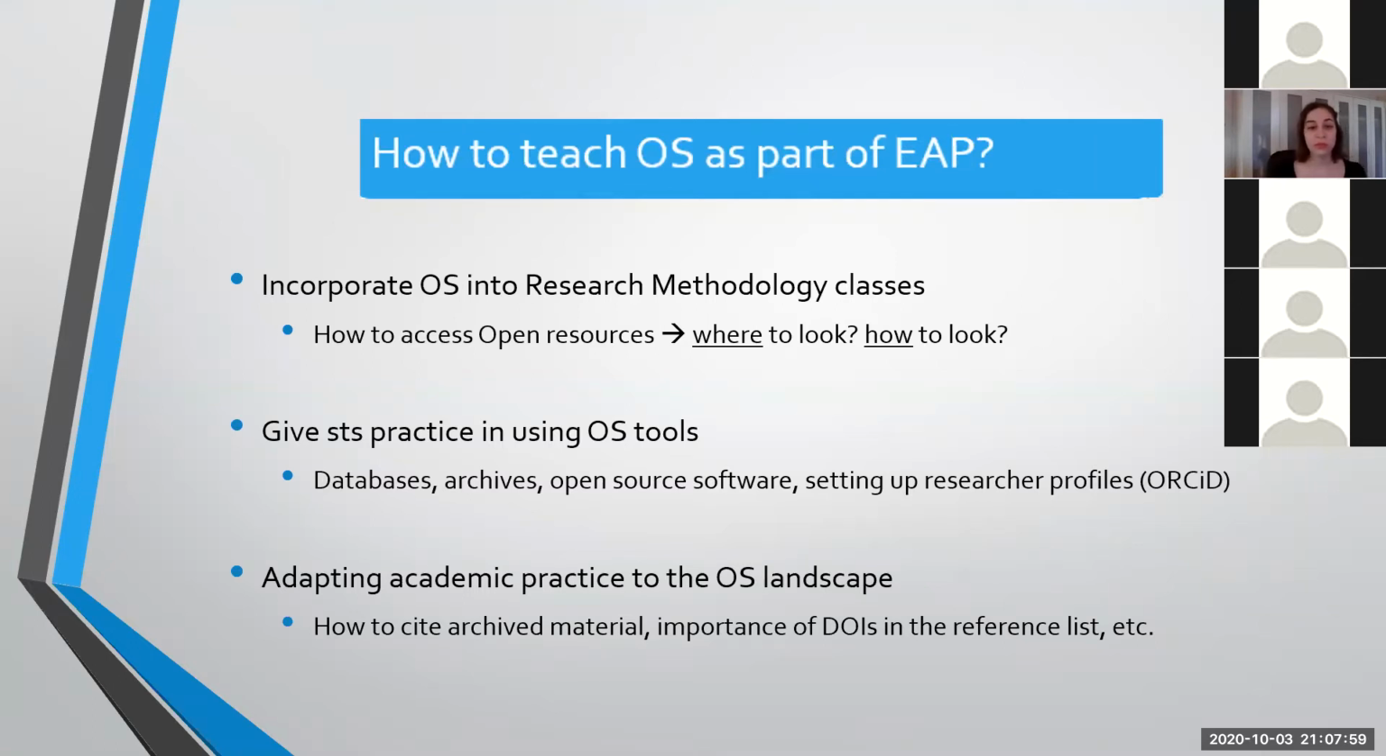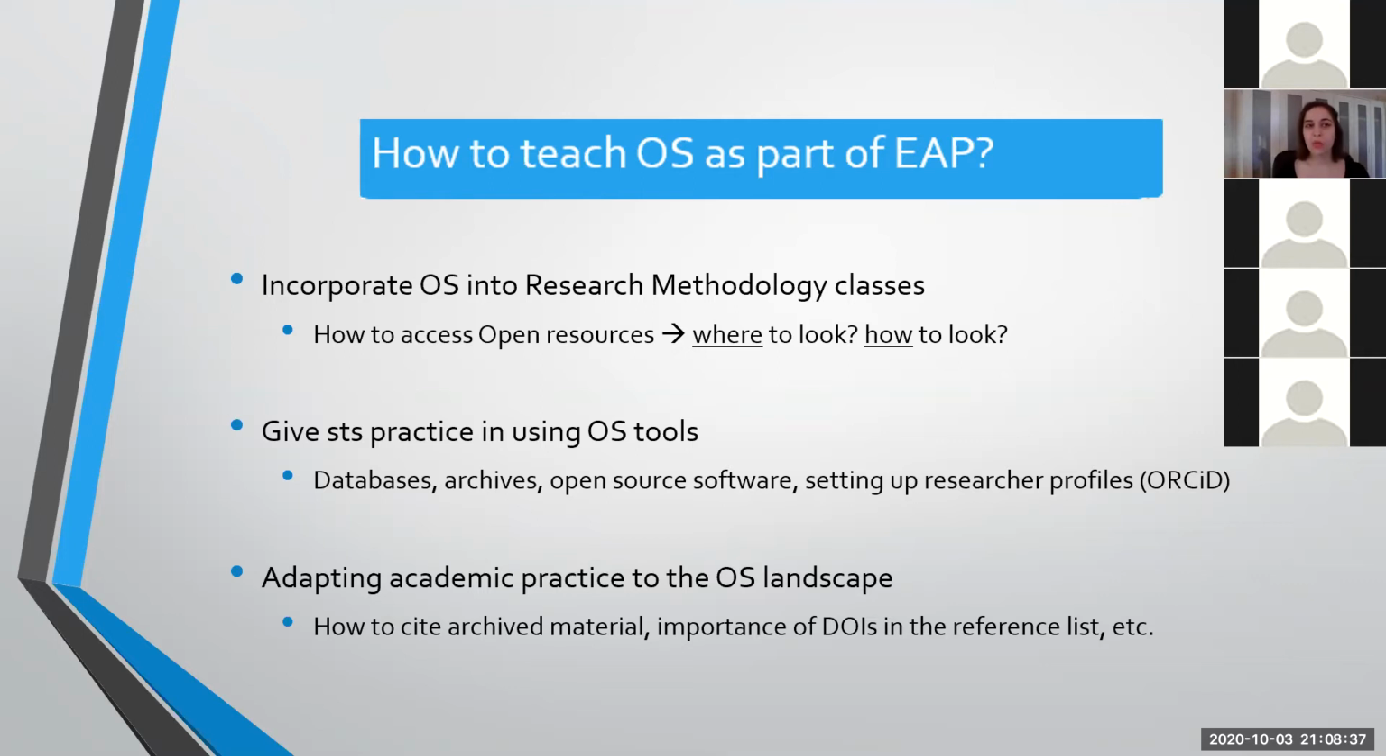We could also give students practice in using these open science tools in a very autonomous way. So we could tell them about existing databases or archives, open source software, such as Gephi, for example, in case you're familiar with that one. And we could also teach them the importance of setting up their own researcher profiles, such as ORCID accounts. That again gives students a boost of confidence, and they feel that they really have a place and a voice in academia.